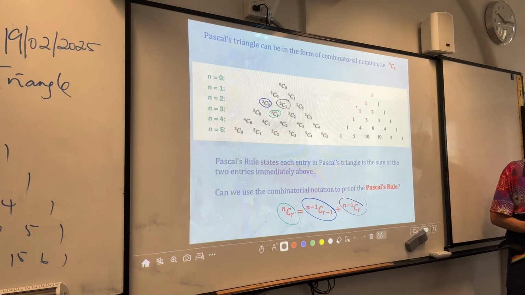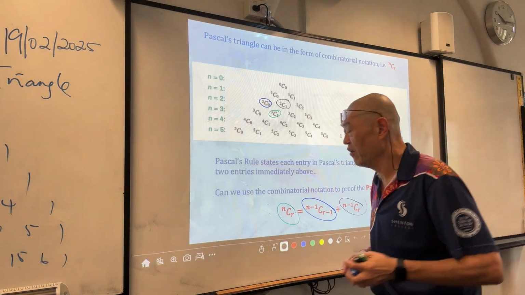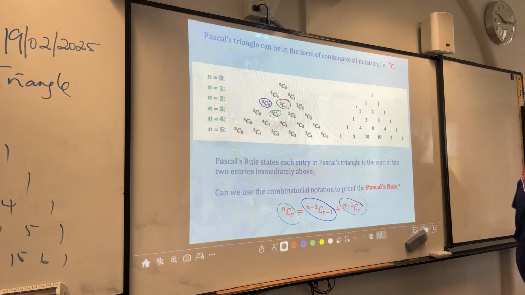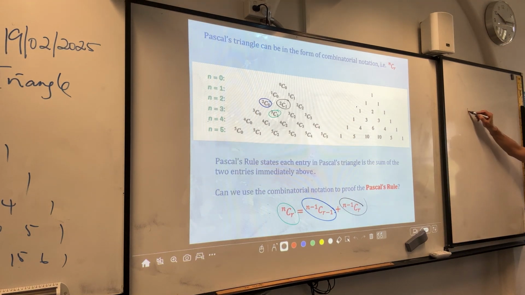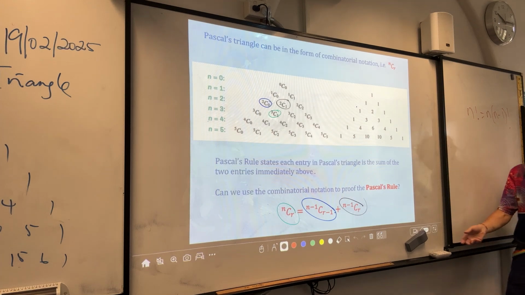Now, an important thing to note when you're doing these sorts of proofs: always remember n factorial is n times n minus 1 factorial. This is so useful in terms of proving.